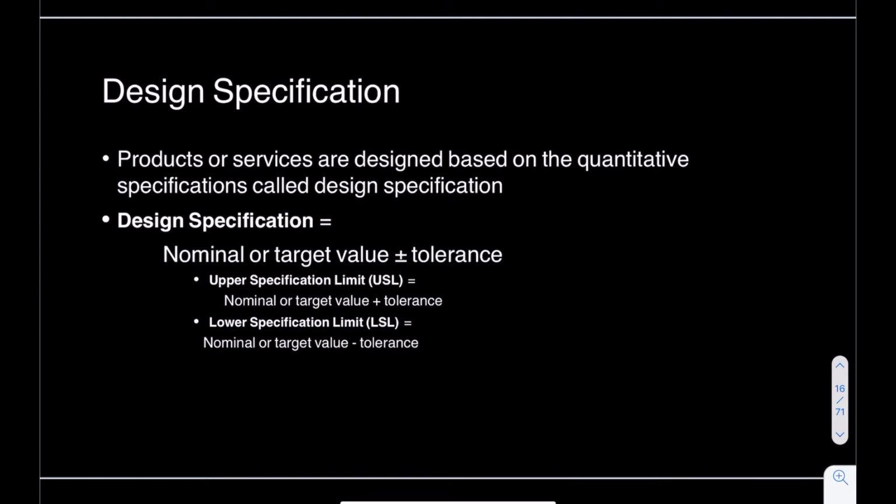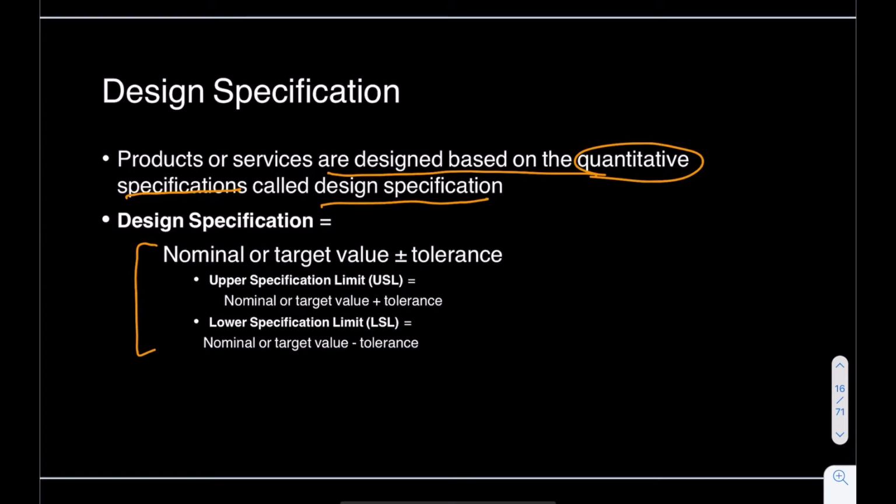In a company, when you produce a product, how can you decide whether this product is defective or not? There must be a standard, right? This standard is used to compare, and the products or services are designed based on these quantitative specifications or standard, and it is called the design specification. The format of design specification looks like this. There is one target value, in the best case, the target value.